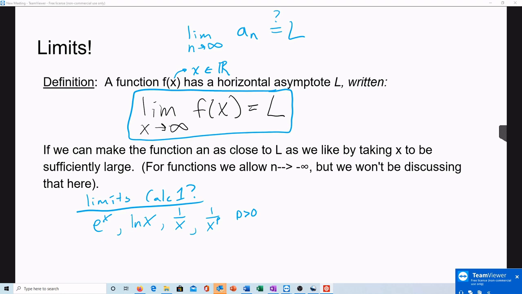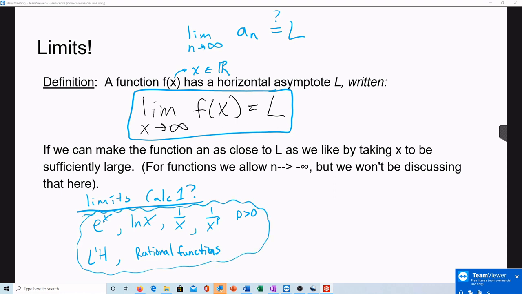I got some other rules. So L'Hopital's, I remember that rule. That's really good. I know tricks with rational functions, where I could just compare the highest power of the numerator and denominator and say what's going to happen. So all of these tools that you built from Calc 1 are super valuable, and we're going to use them.